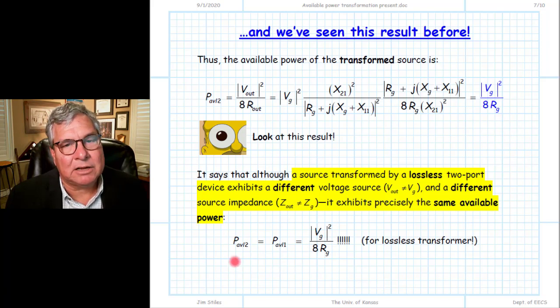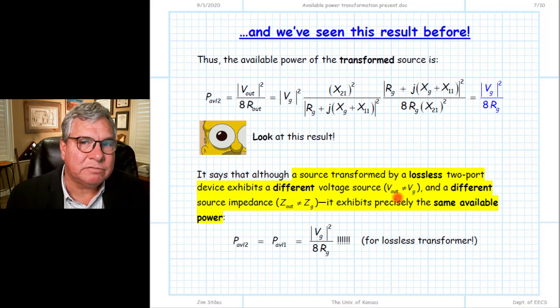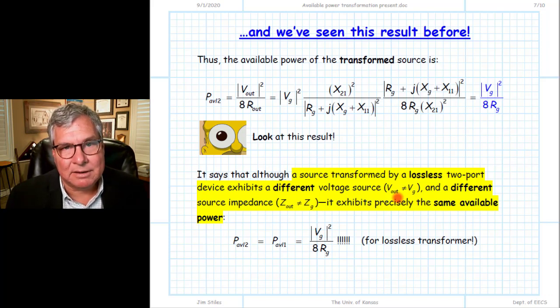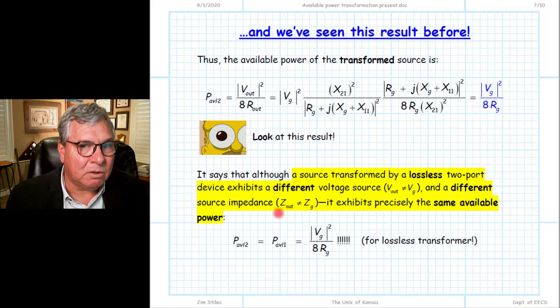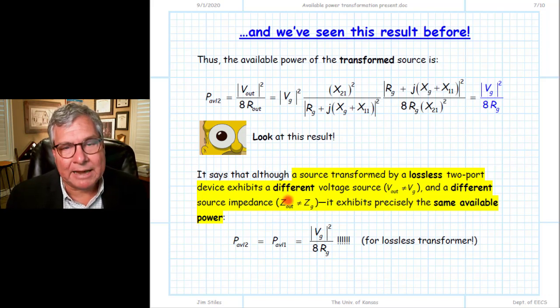If we connect a lossless two-port device to a source, even though we may change dramatically the source voltage Vg into some different value Vout, and change dramatically the source impedance from the original value of Zg into a new value Zout, what we don't transform is the available power of that source, if the two-port device is lossless. So the available power of the transformed source is equal to the available power of the original source, again, if that two-port device is lossless.